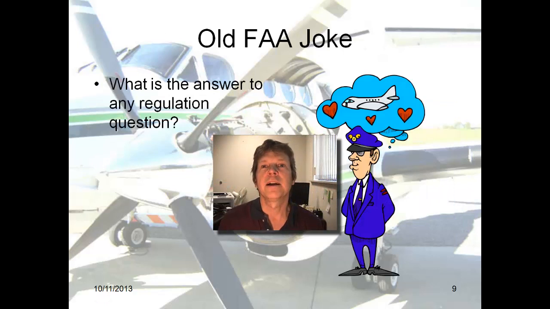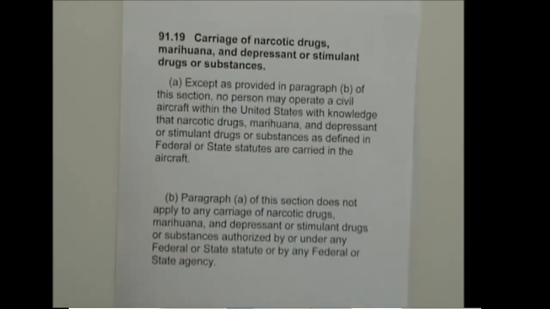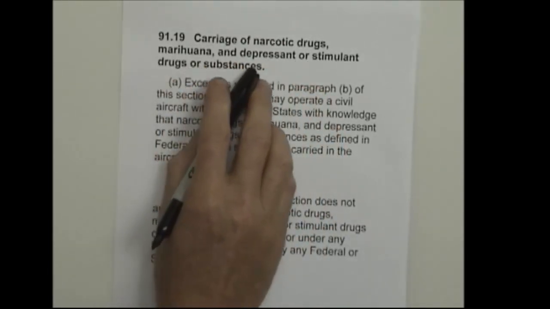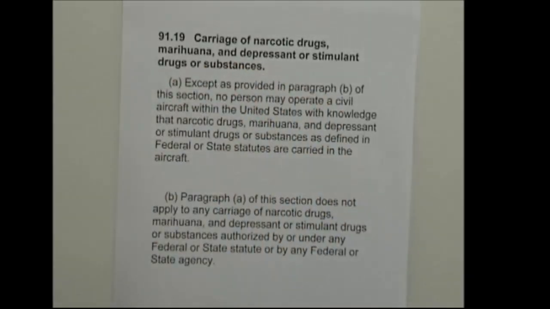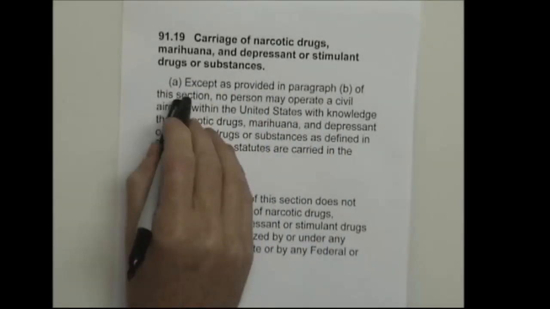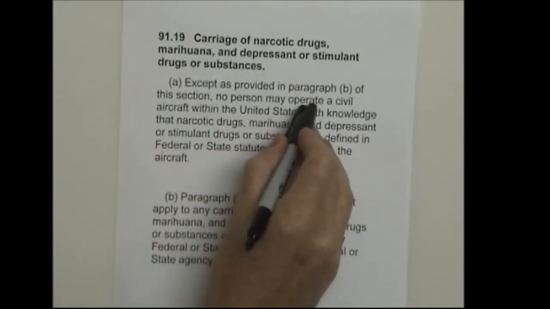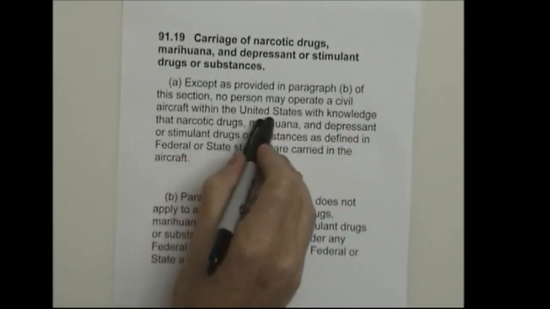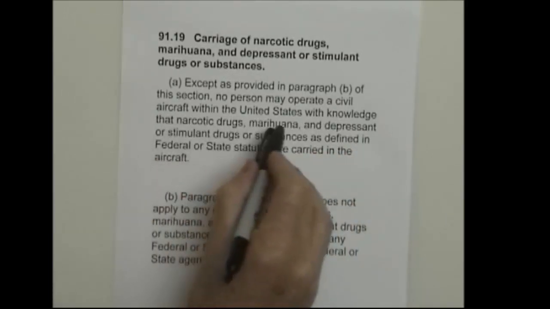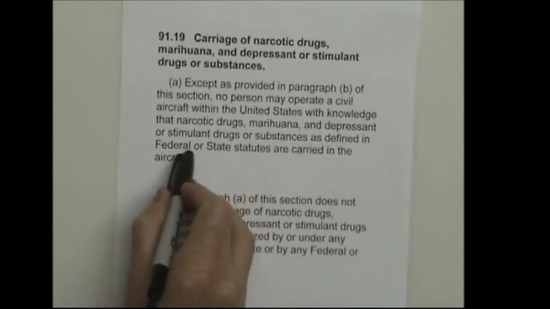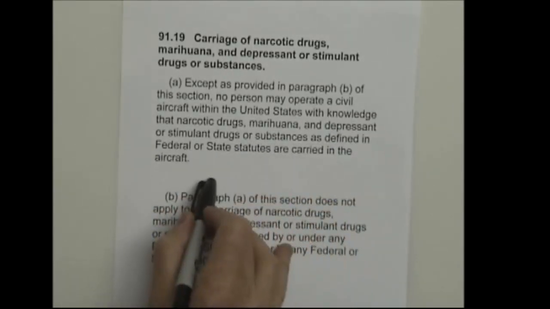There's an old FAA joke, and it says, what is the answer to any regulation question? Yes, no, and maybe. Here's an example. 91.19, carriage of narcotic drugs, marijuana, depressant, or stimulant drugs and substances. This is the regulation. A, except as provided in paragraph B of this section, no person may operate a civil aircraft within the United States with knowledge that narcotic drugs, marijuana, and depressant or stimulant drugs or substances as defined in federal or state statutes are carried in the aircraft.